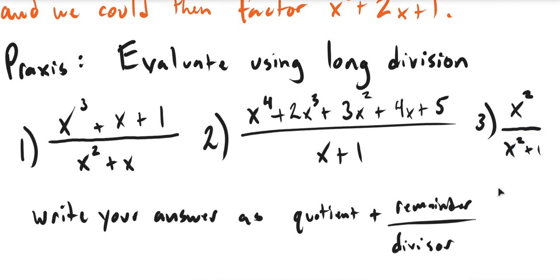I want you to pause the video at this time and use that division algorithm we just learned to try to write these in the form quotient plus remainder over divisor. Okay, let's see how you did.